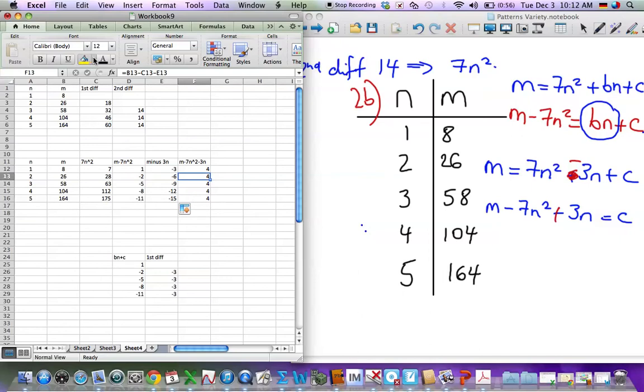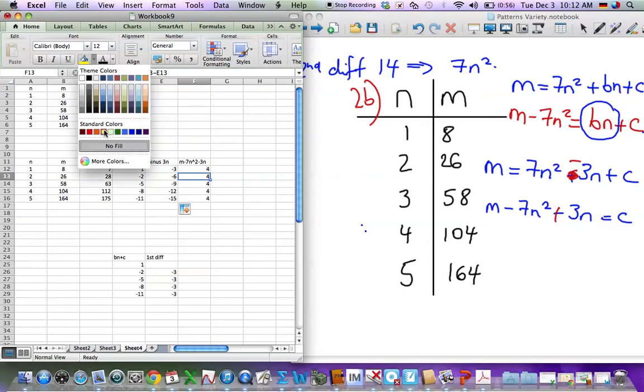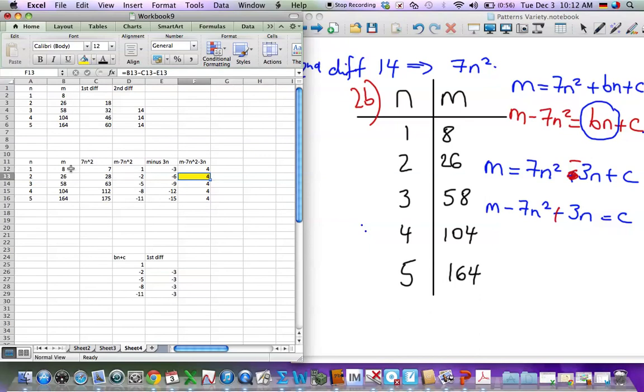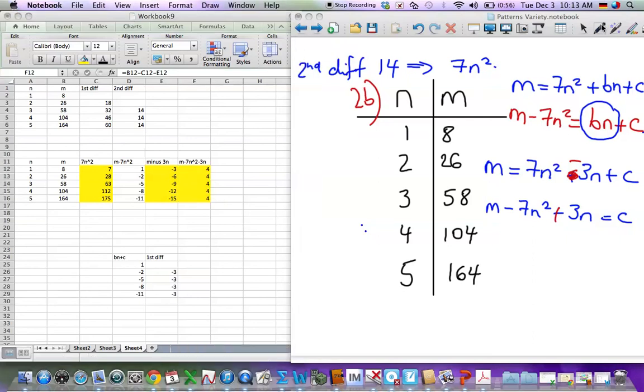So, in conclusion, I know that the formula is made up of, so m is made up of 7n squared plus -3n plus 4. Let's put that over here. So the formula is m equals 7n squared minus 3n plus 4. And we're going to put it to the test.